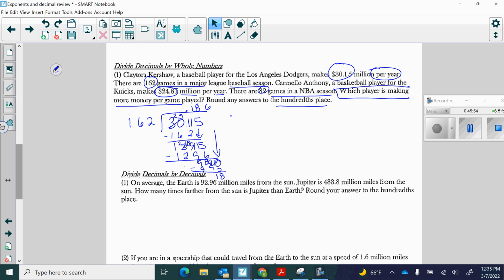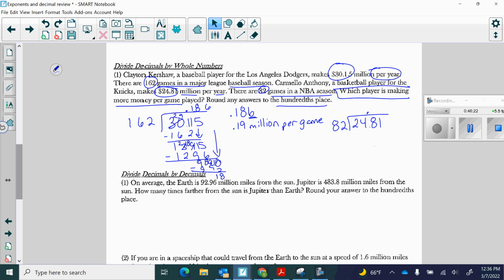So if I have 18.6 and I round, that gives me 0.19 million per game. So let's do Carmelo Anthony. He makes 24.81 million out of 82 games.